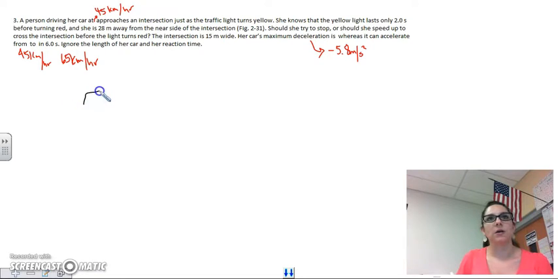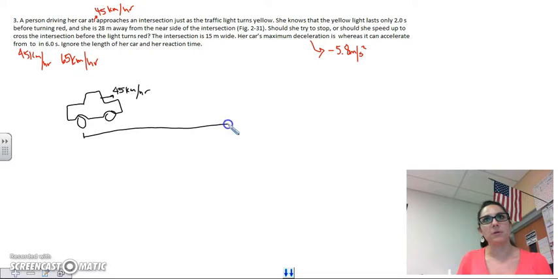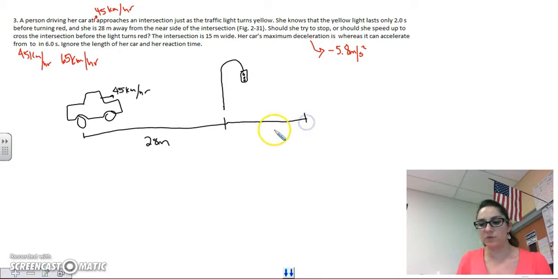So what you have is a car. This already has its motion, which is 45 kilometers per hour, and it is 28 meters away from the intersection. So I'll draw a traffic light. Why not? Lovely traffic light. We know that this intersection is 15 meters wide. And then the question is, what should they do? Should they speed up or should they slow down?